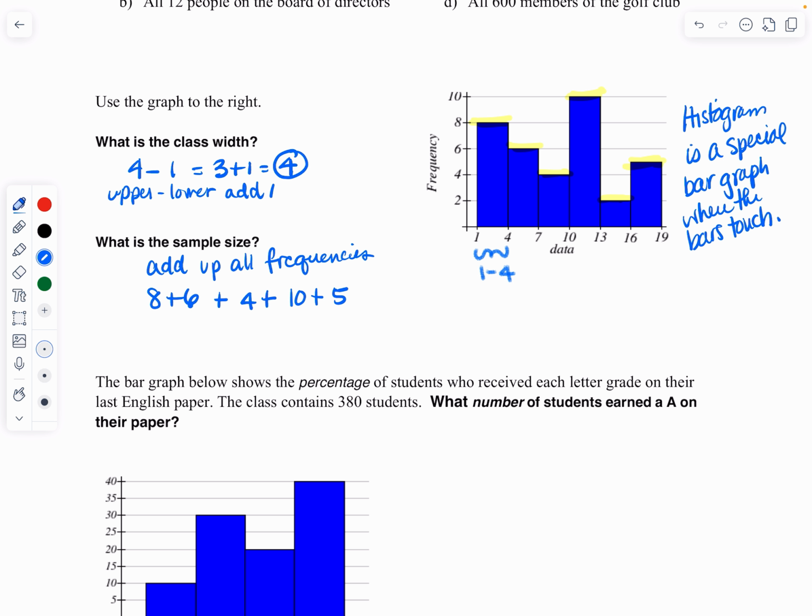All right, I need to add these together. I didn't finish the problem. So 8 plus 6 is 14. 4 and 10 is 14. And then I'm going to add 5 to that. So 14 and 14 is 28. 28 plus 5 is 33. So the sample size is equal to the total frequency.